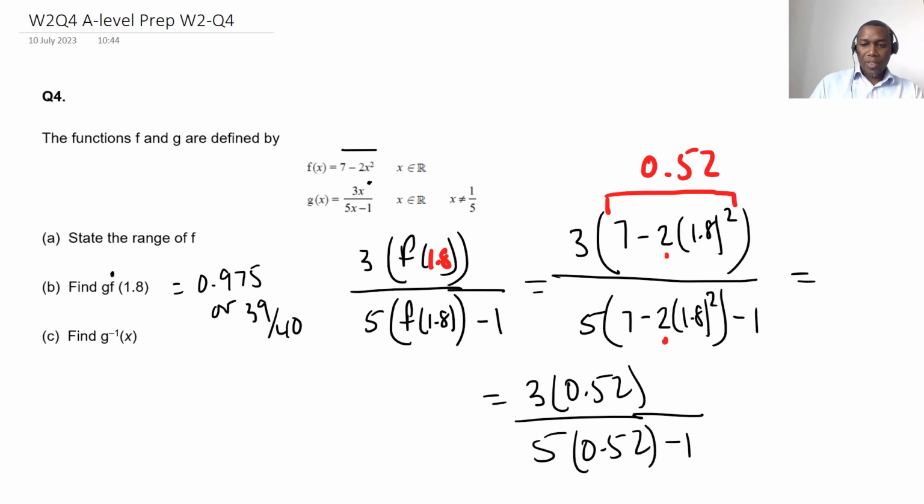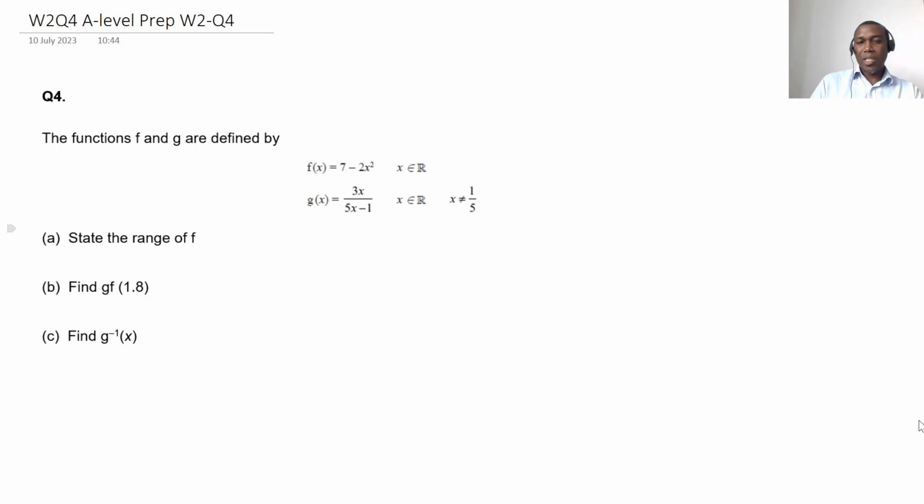Let's do part C, and part C is interesting. Yeah, part C is what used to be a 4-marker in GCSE. Time for me to get a sip of coffee.